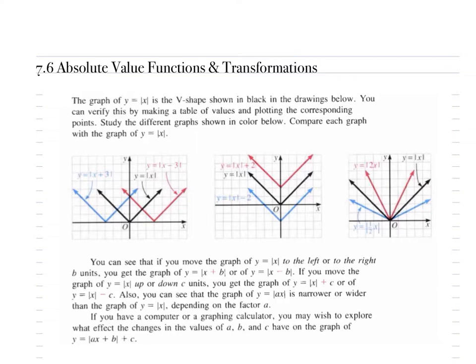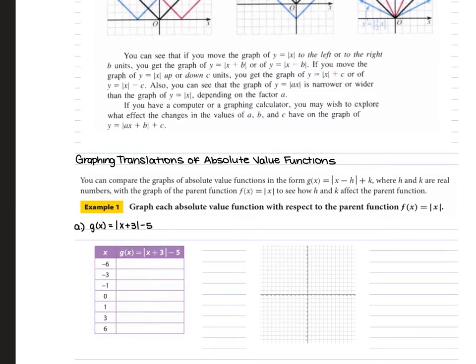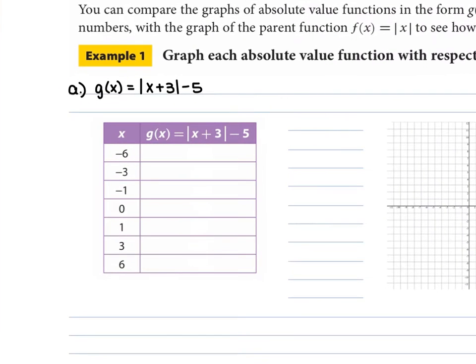7.6 absolute value functions and transformations. With these functions, we are given an absolute value function in the order of slope-intercept form practically, and we are plugging in values for x, solving and graphing.